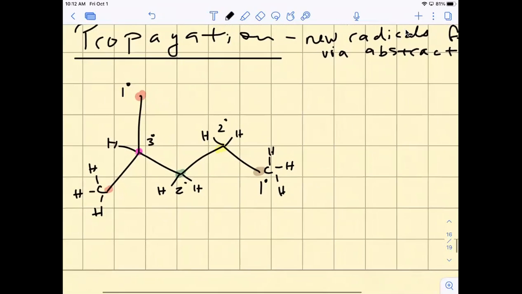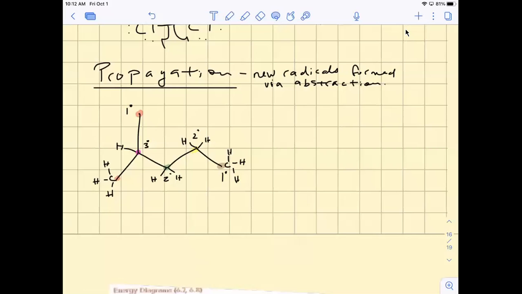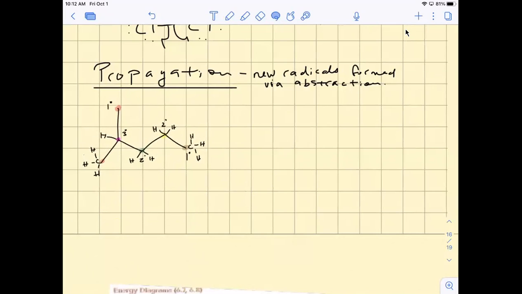Yes. Where do you want to start? I need to shrink this, it's too big. All right, where do you want to start? You want to start on the far end? Or you want to start at the branch? How you want to do it? Doesn't matter. It doesn't matter. All right.